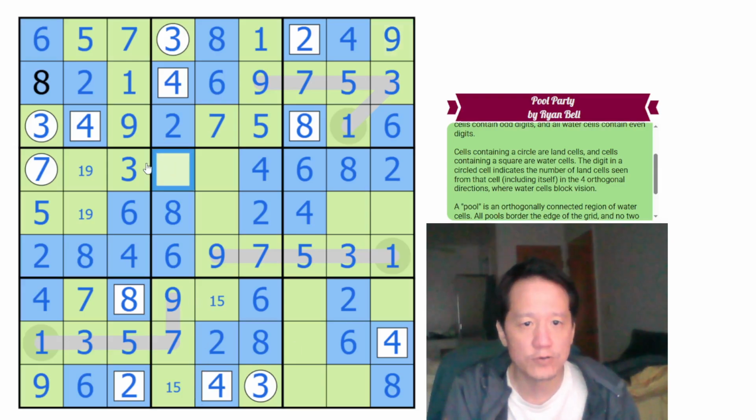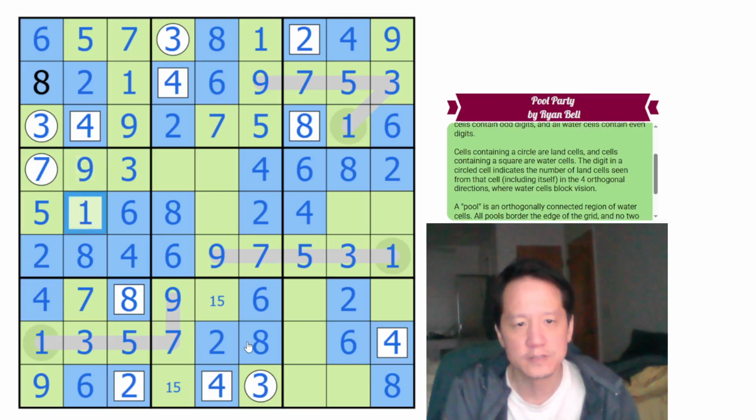This is 1 or 5. 9 cannot be any of these cells. It can't be here, or here, or here, so it must be here. So this is 9, this is 1. These both have to be 7 or 9, and this can't be 9, so this is 7, and this is 9. Remaining digit here is a 5.